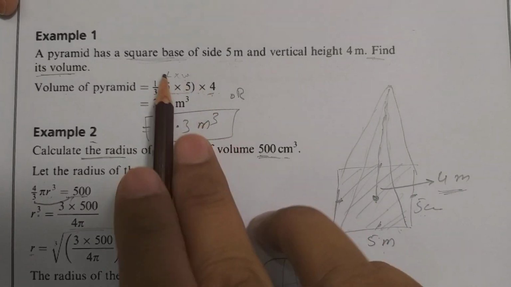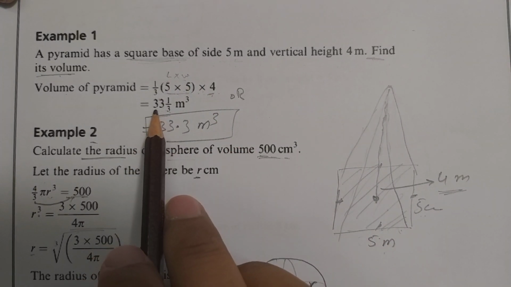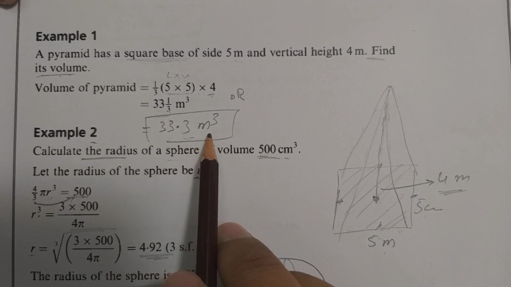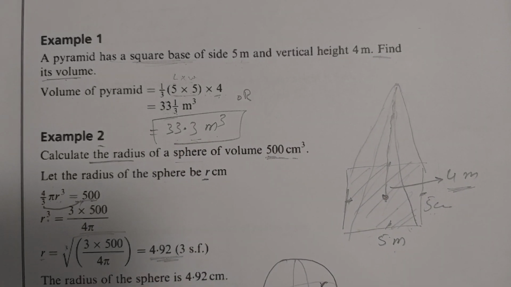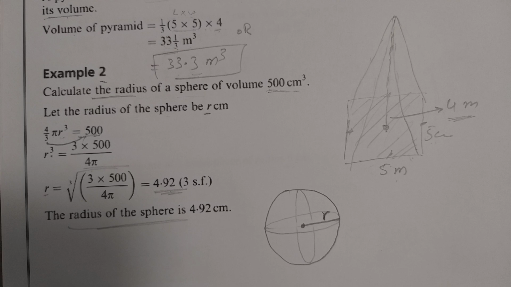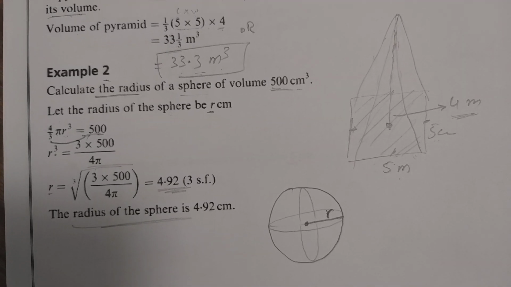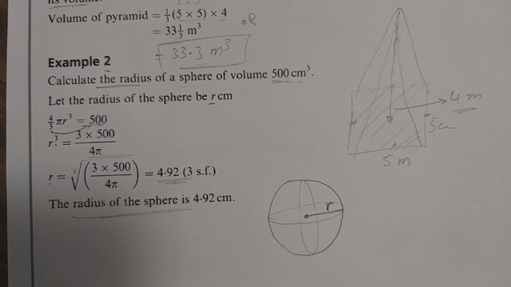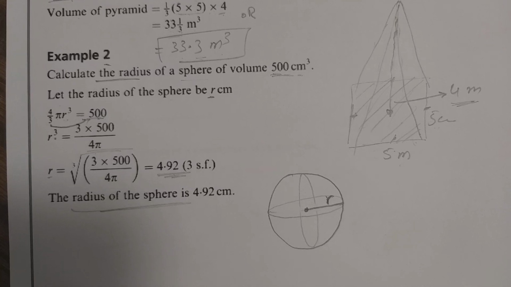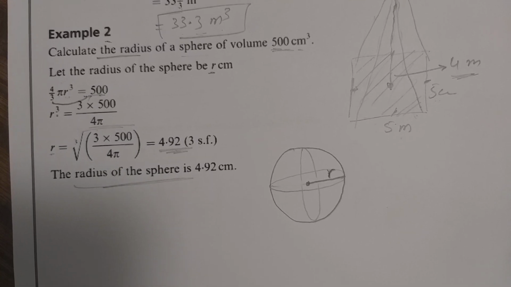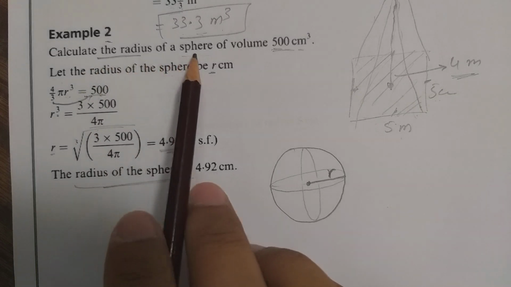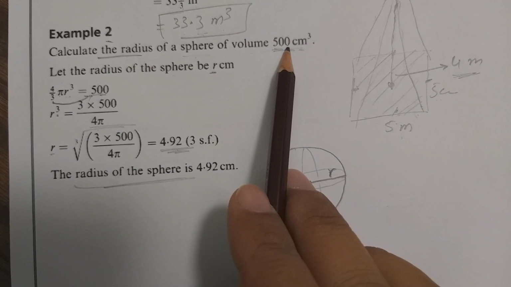When you multiply and simplify, you will get the answer 33.33 cubic meters, because the unit for volume is cubic meters and the unit for area is square. So cubic for the volume and square for the area. In example number 2, calculate the radius of the sphere with a volume of 500 cubic centimeters.